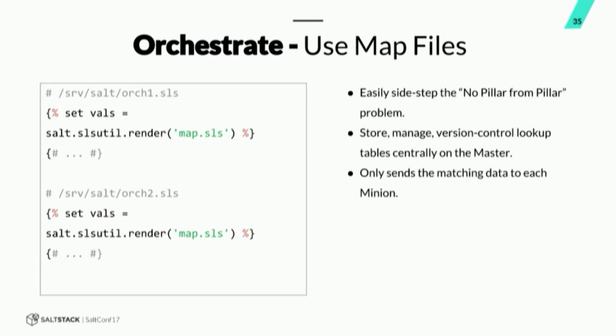Use map files in orchestrate. Again, not something that's seen very often, but for the same reasons map files are a good idea in Pillar and in state files, they're a good idea in orchestrate, and they follow the exact same pattern for all of the reasons we've already covered. If you've ever come across the problem of wanting to include a Pillar value from another Pillar SLS file, map files are a great way to sidestep that, incidentally. You put the values that you want to reuse in a map file, and you pull that into multiple Pillar files, and done, right? It completely sidesteps that problem, and it's a good pattern just for centralizing that lookup data.